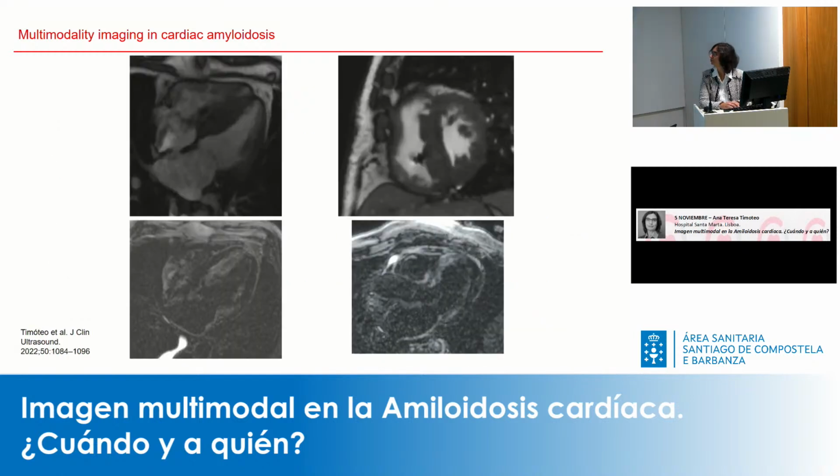This is an example of CMR with left ventricular hypertrophy, also hypertrophy of the right ventricle, and an extensive deposition of extensive late gadolinium enhancement that also involves the interatrial septum.